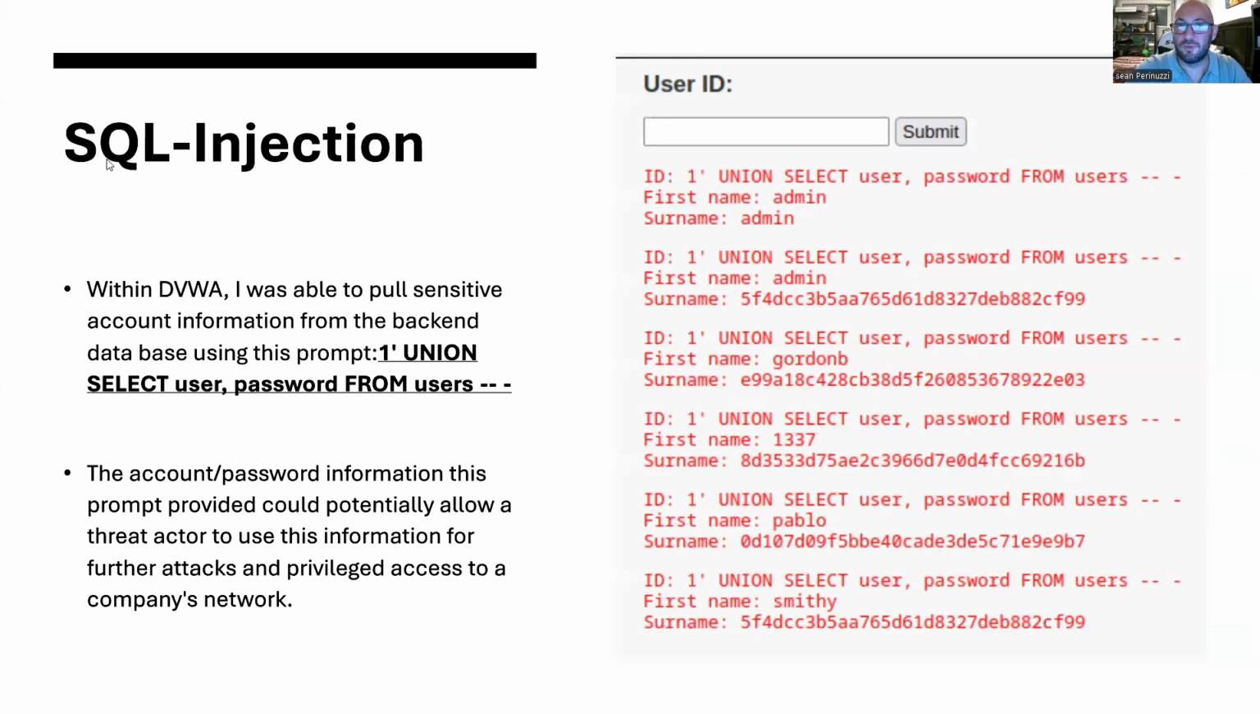We focused, the first one was the SQL injection. I did this first because I believe this is a common attack vector for threat actors, as SQL is the backend database for most web applications, and it stores a lot of sensitive information that is very valuable to a threat actor. With this simple prompt over here, we were able to gather this information, which is usernames and hashed passwords.